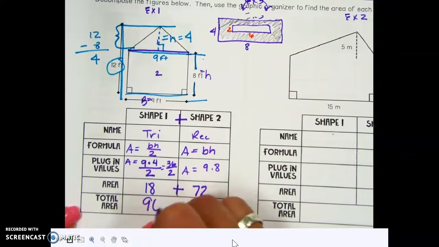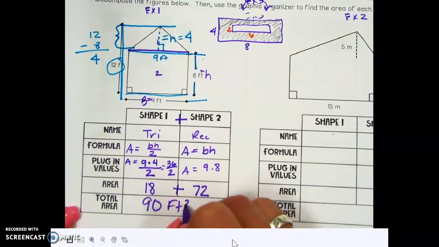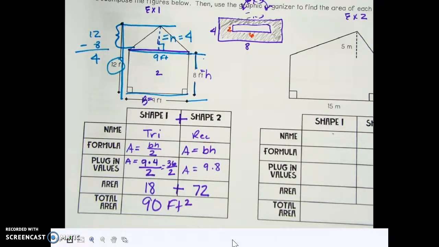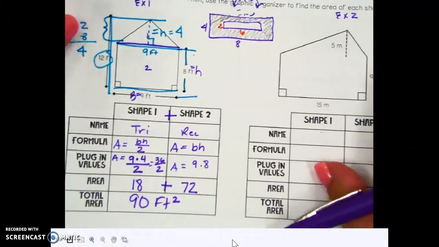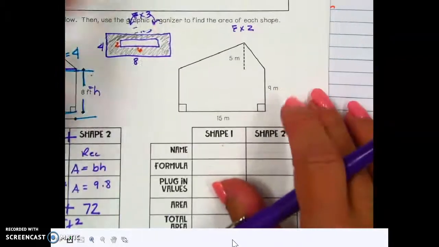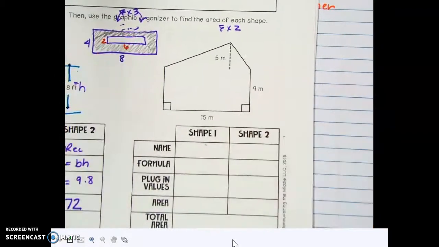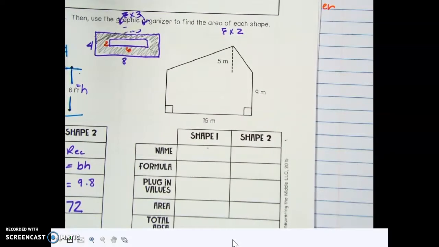Excellent. And don't forget to put feet squared. So here, we're going to go over here and take a look at the next one. Example 2. I'm going to leave example 3 for the end. That's a funky looking shape.